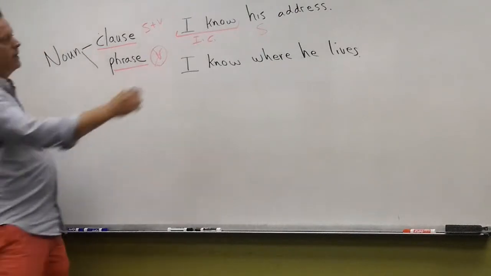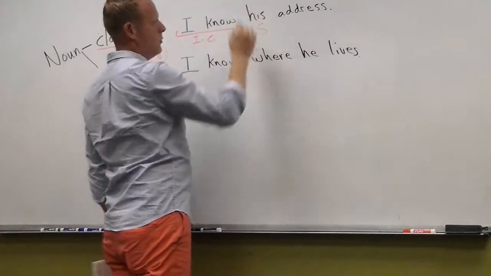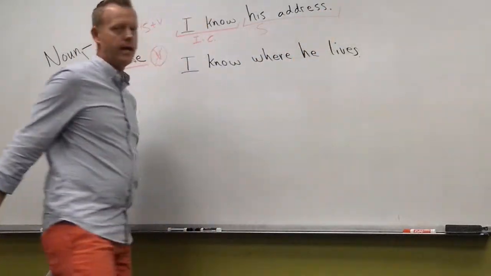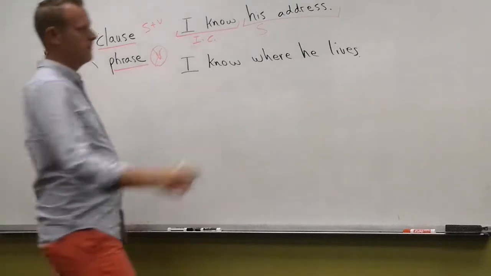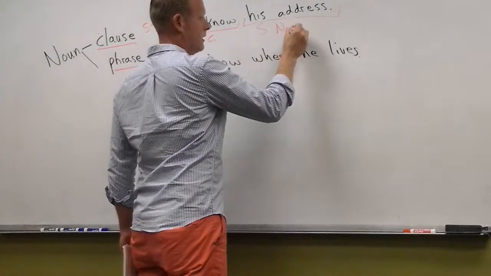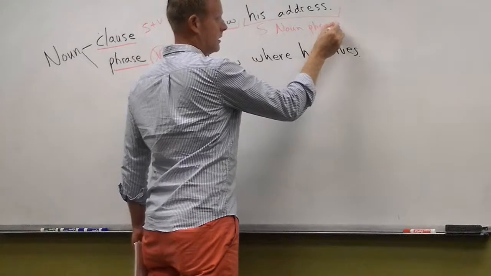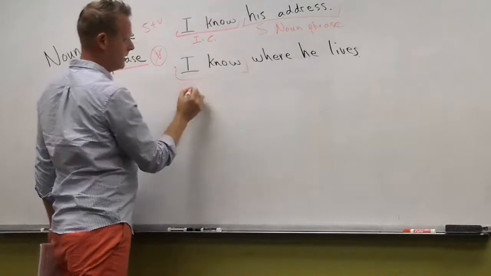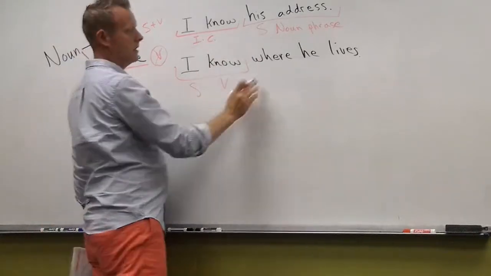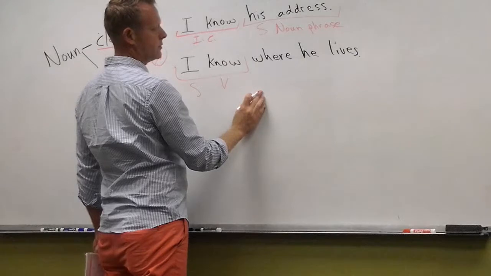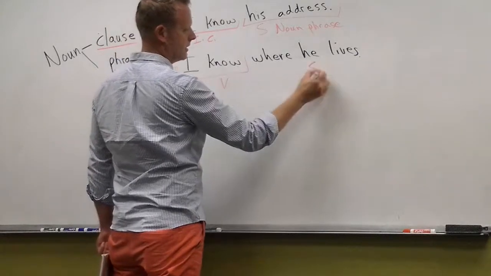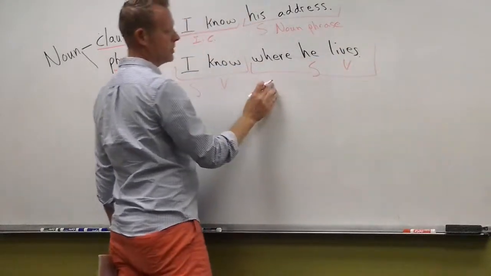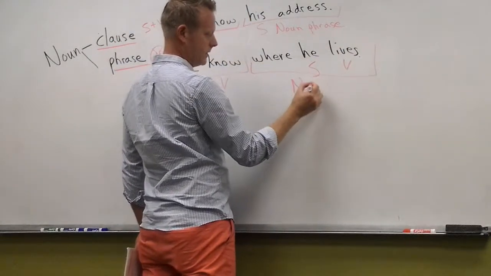So, again, what does the book say? In this example, this is called a noun phrase. And then down here, where's the independent clause? I know. Subject, verb. The dependent clause is where he lives. Where is the subject? He. Lives is the verb. So what does the book call this? A noun clause.